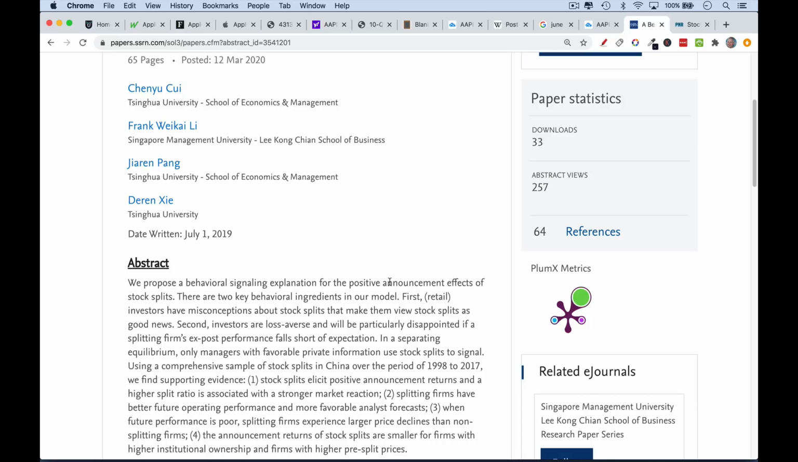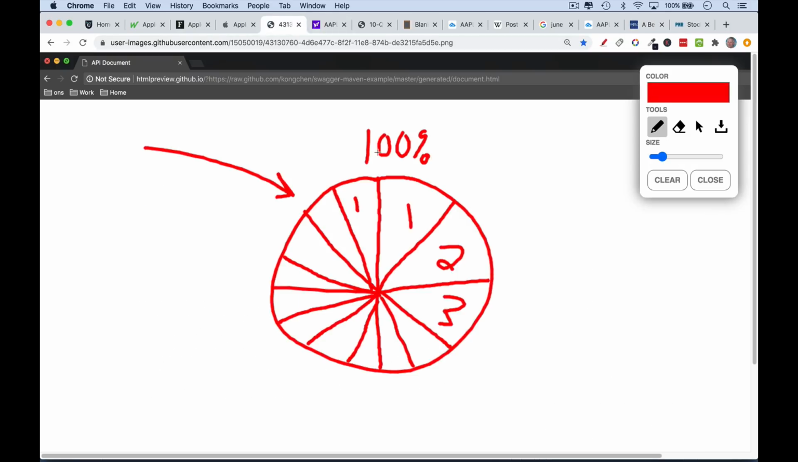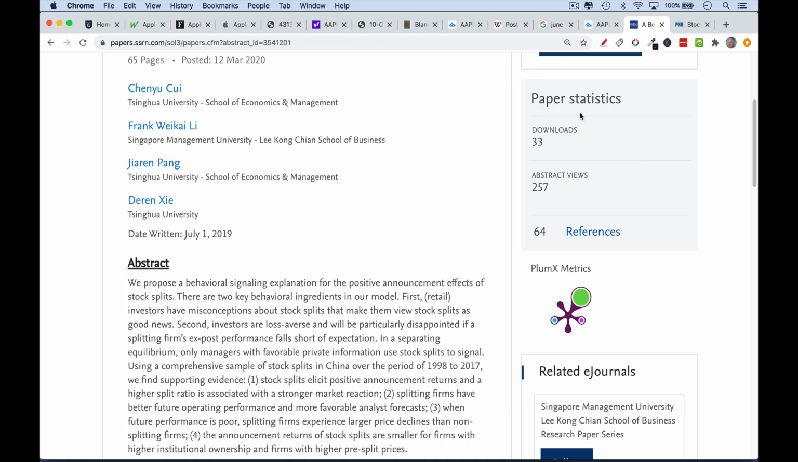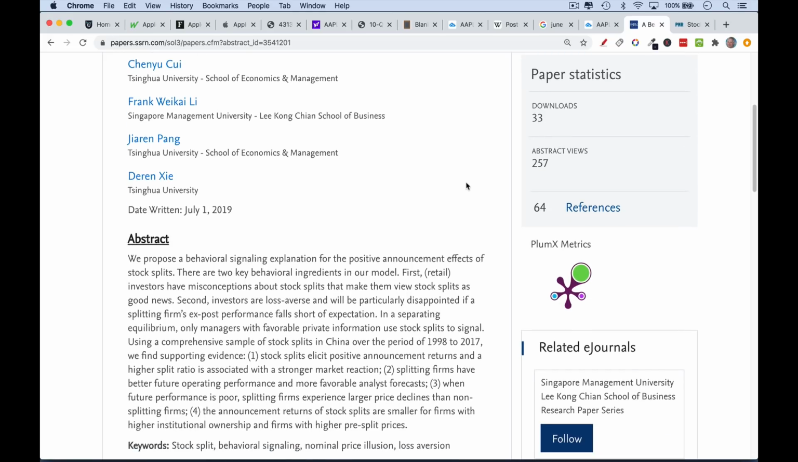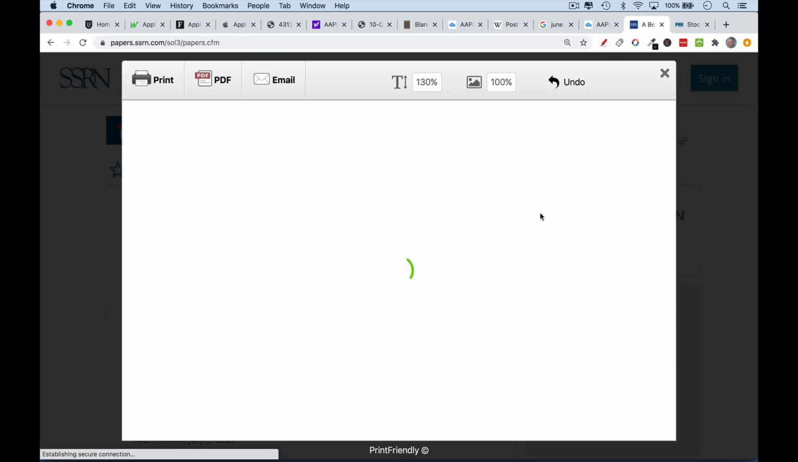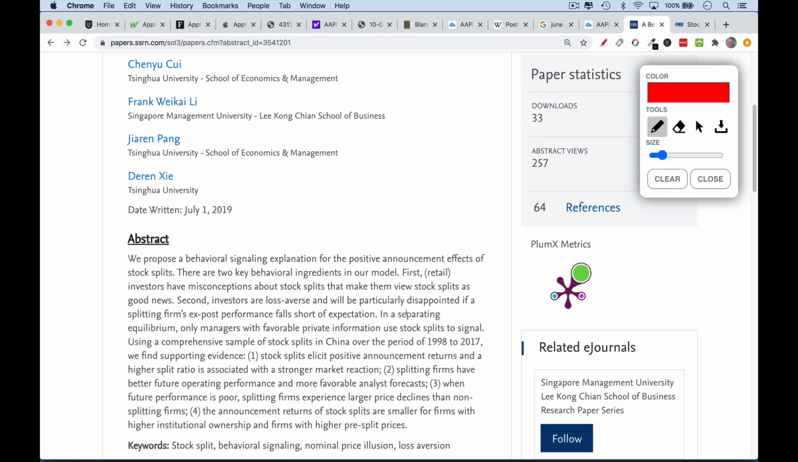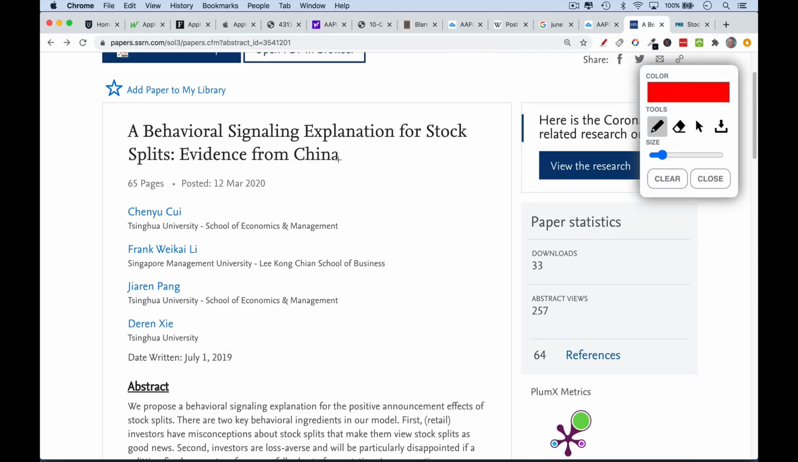But what the market has figured out, so the basic, flat-footed level of understanding is stock splits should not change anything because you're just slicing up the pie into more pieces. But then the next level of understanding is that management only does stock splits when they think there is going to be good news coming. So, for example, in this article, only managers with favorable private information use stock splits to signal. And I'll link to this paper, Behavioral Signaling Explanation for Stock Splits. This is actually evidence from China.